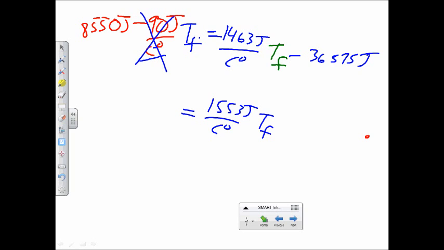Now right now, here's what I still have. Got rid of my 90 by adding it to both sides. So I've got 8550 joules. And then over here I've got negative 36,575. So the other like terms I can get together are just my joules. So add the 36,575 to both sides. So 8,550 plus 36,575. So added this to both sides. Ended up with 45,125 joules. And then to solve that out, I need to divide both sides by all that.